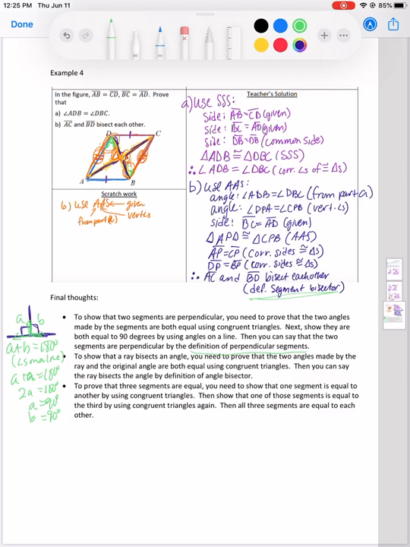The next tip or thought is to show that a ray bisects an angle. So here is my angle, and I'm going to draw a ray in the middle of it. I need to show that that's bisected. In order to show that, you need to prove that the two angles made by the ray are equal. This is one angle here, this is the other angle here. Those two yellow angles need to be shown to be equal. And when you do that, then you can say that the ray bisects this angle by definition of angle bisector. I'm going to show yellow angles are equal.